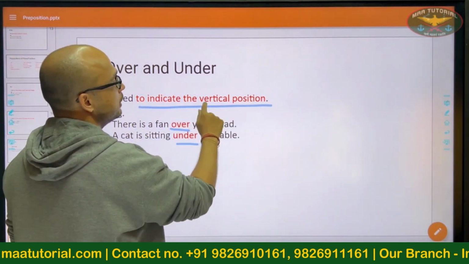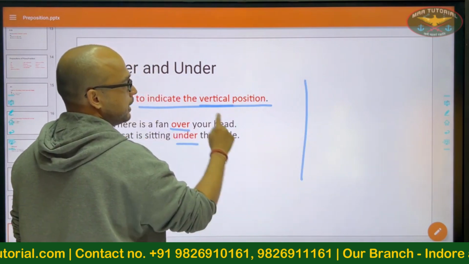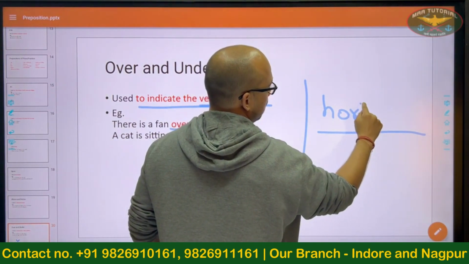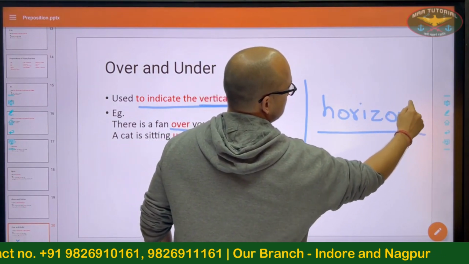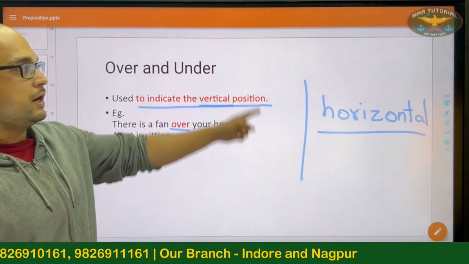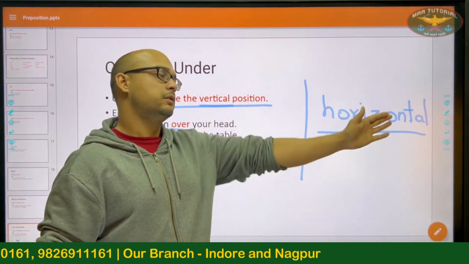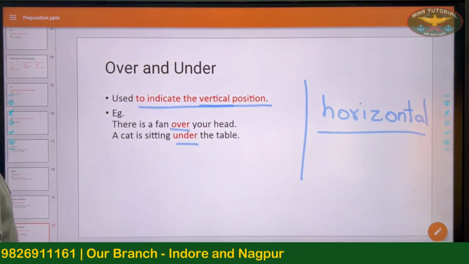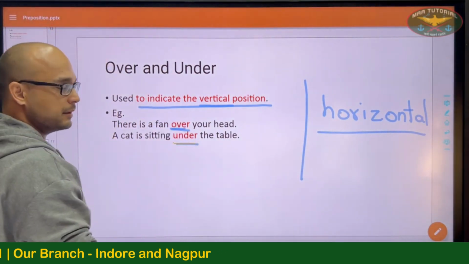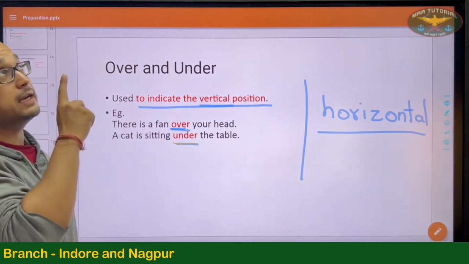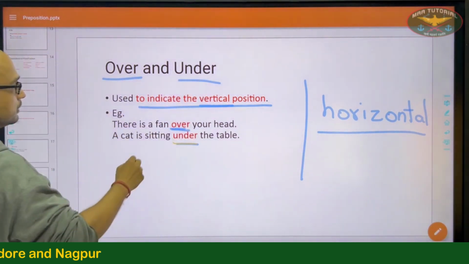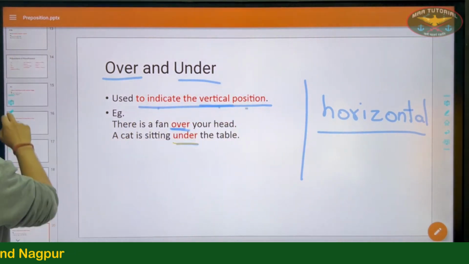Used to indicate the vertical. Vertical means straight. And the other thing, lying down, it is called horizontal. Vertical and horizontal. Vertical means up and down. Horizontal means right and left, side by side. There is a fan over your head, right above your head. A cat is sitting under the table, right under the table. So if it is right above or right below, you can use over and under to indicate vertical position.